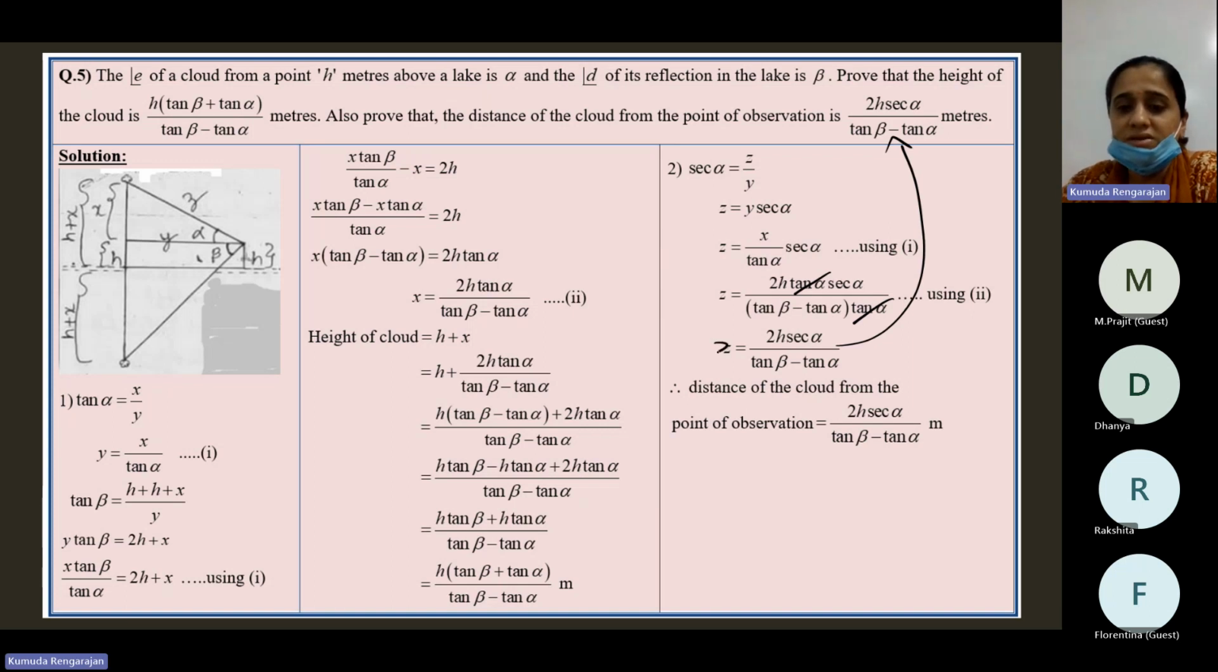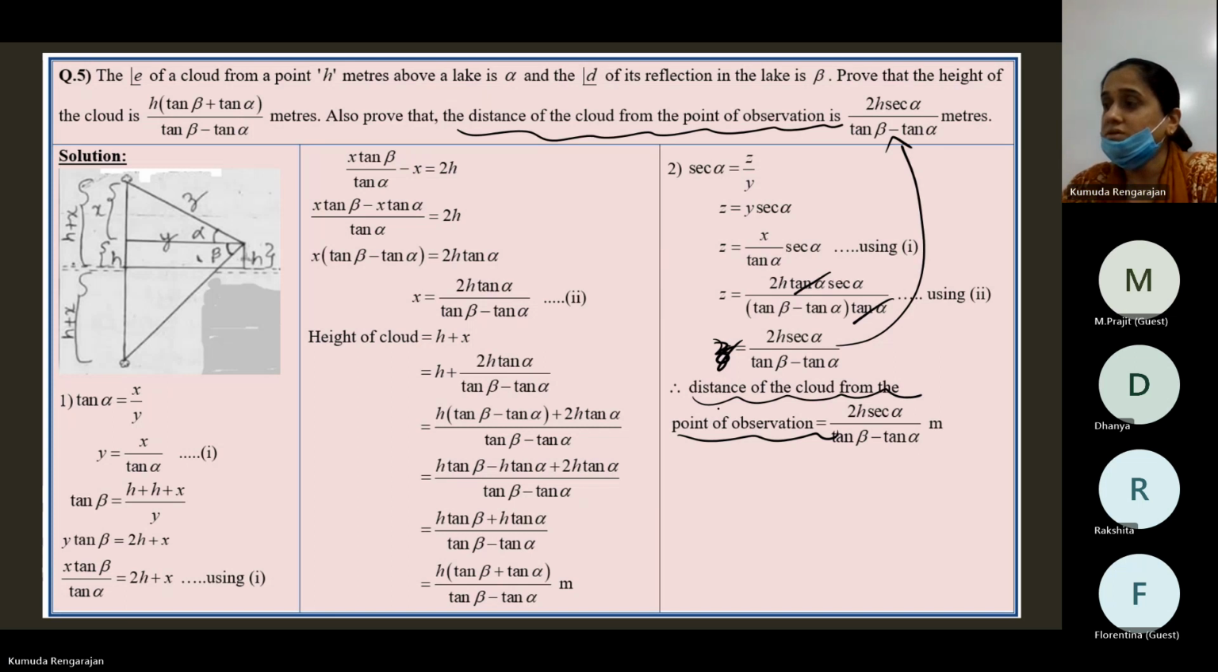And what is z? I'm replacing that z now. Z is nothing but the distance of the cloud from the point of observation. So therefore, the distance of the cloud from the point of observation is 2h secant alpha by tan beta minus tan alpha.